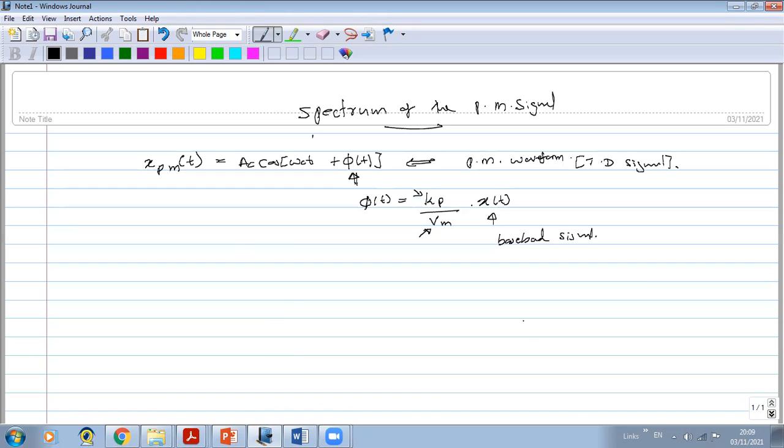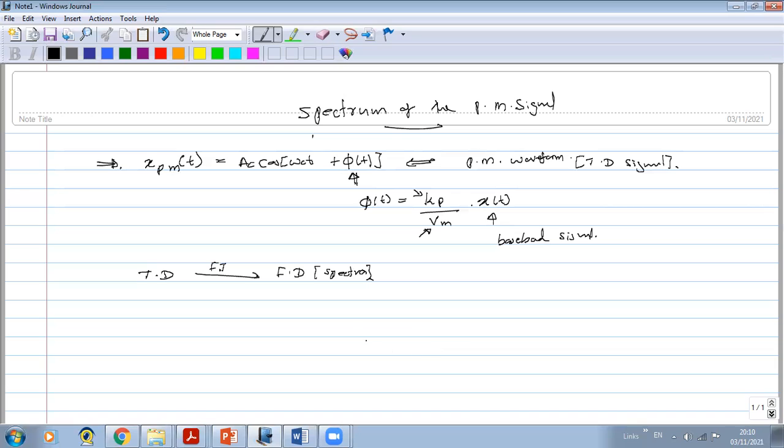So now we have to find the spectrum of this waveform. What we have to do is use our popular tool, the Fourier transform. We can apply the Fourier transform to find the spectrum of this time domain signal. Then we can find the frequency domain signal. So this is the signal spectrum.